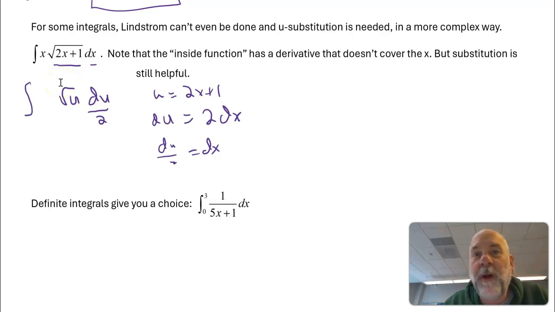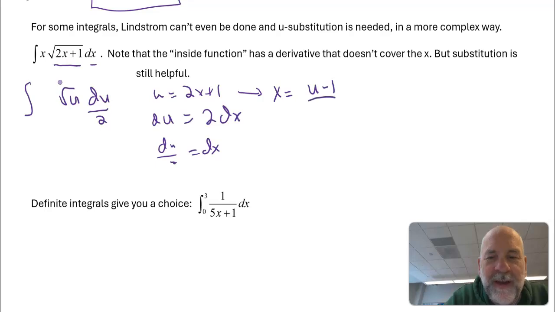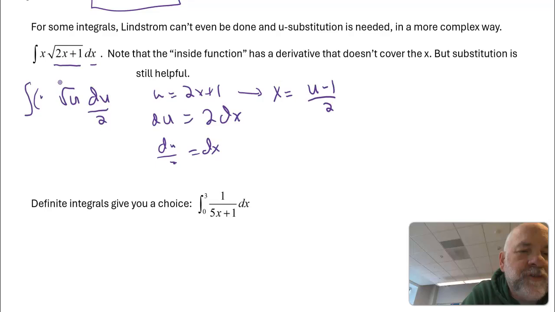Well, this is one of those problems where you do what might have occurred to you at the very beginning of doing substitution, which is to solve for x in this equation. So x is equal to, let's see, subtract the 1, over, so it's u minus 1 divided by 2. And now you can plug this in. U minus 1 over 2.